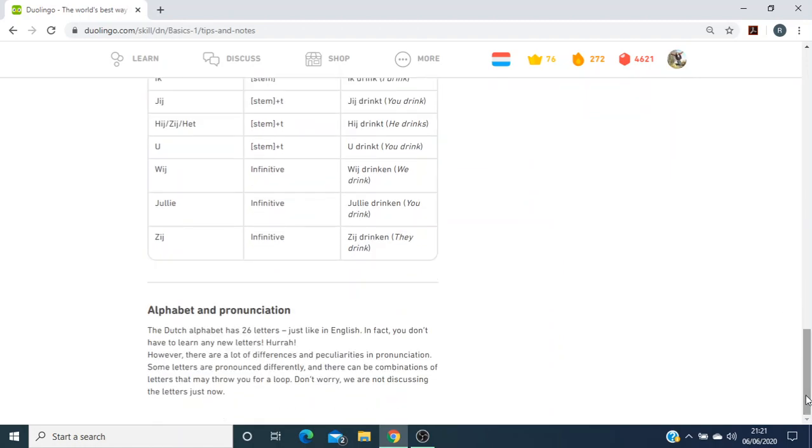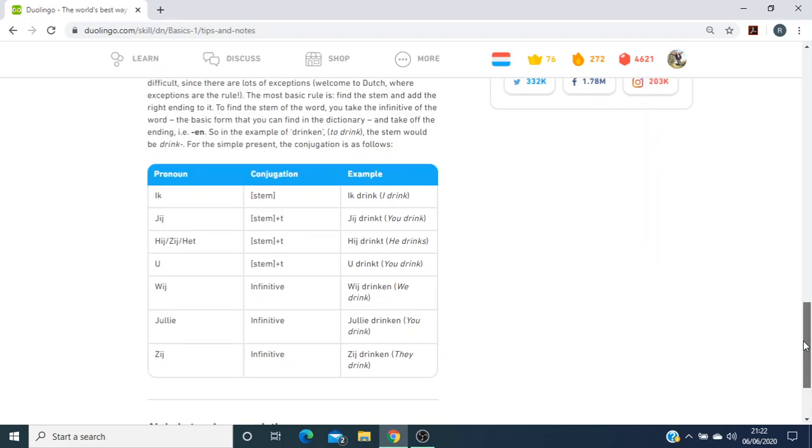Right, that's one more. The Dutch alphabet has 26 letters, just like English, so you don't have to learn any new letters. However, there are a lot of differences and peculiarities in pronunciation. Some letters are pronounced differently, and there can be combinations of letters that may throw you for a loop. Don't worry, we're not discussing the letters just now. There's a lot of letters that change pronunciation.